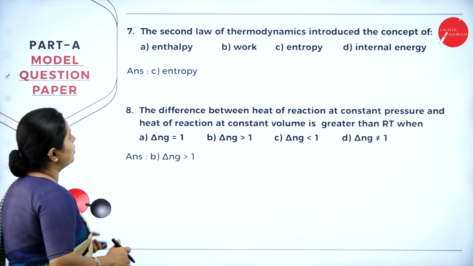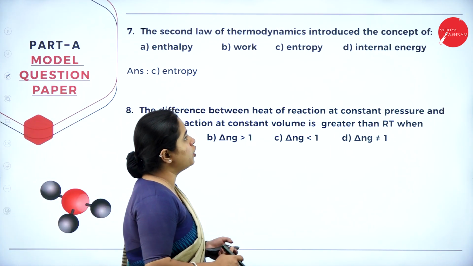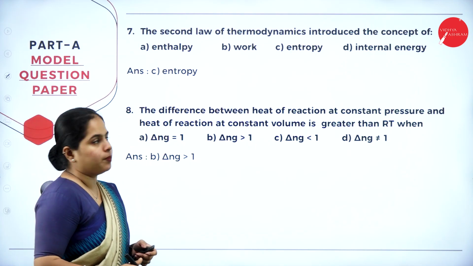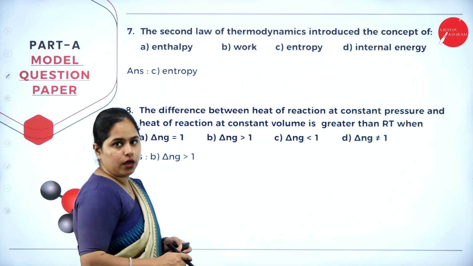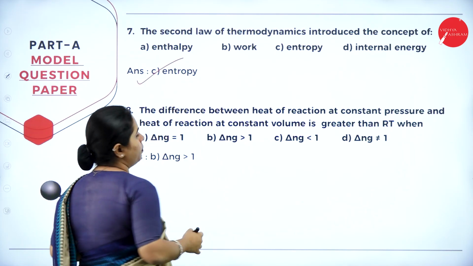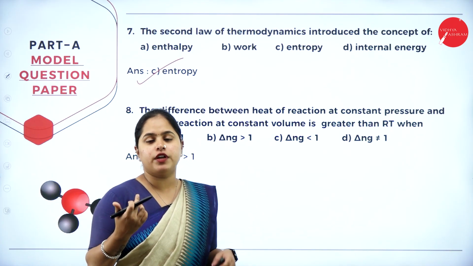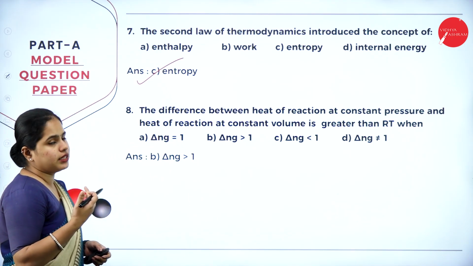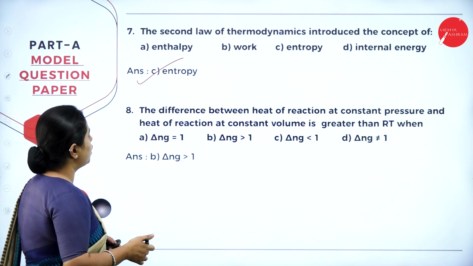Now moving on to the next one. The second law of thermodynamics introduced the concept of enthalpy, work, entropy, internal energy. Okay, so second law of thermodynamics gives an idea about entropy. So what was entropy? It is the measure of degree of randomness or disorderness of a system. So that was given by the second law of thermodynamics. Moving on to the next question.